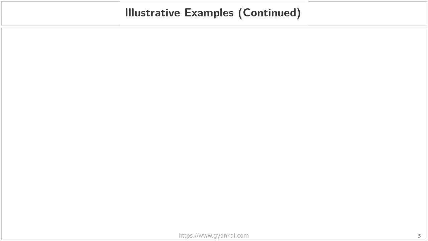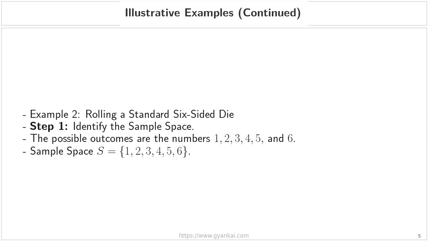Illustrative examples continued. Now that we have seen how this works with a simple coin toss, let's increase the complexity slightly with our second example. Let's look at rolling a standard, 6-sided die. First, we need to follow step 1, which is to identify our sample space.